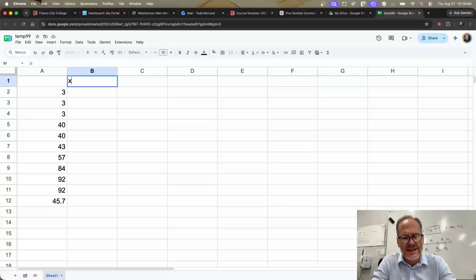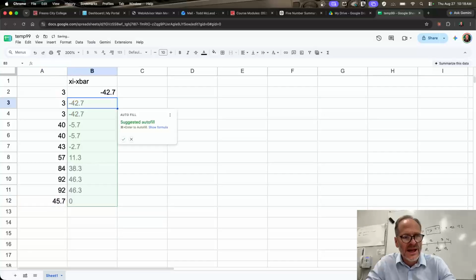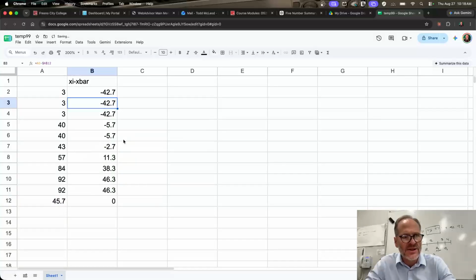So I need to first do this xi minus x bar. Okay? So it's going to be this one minus that one, and I'm going to hold that constant. Does that make sense to you? Say aye if that makes sense to you. Say no aye if it doesn't make sense to you. Good. And then it says, do you want to fill these all the way in? I say, sure. All right? And so there's the differences.